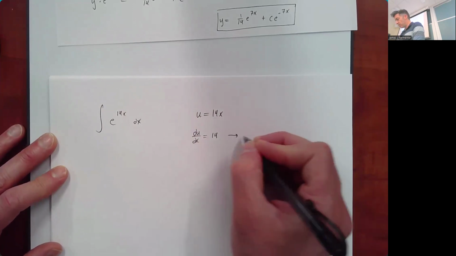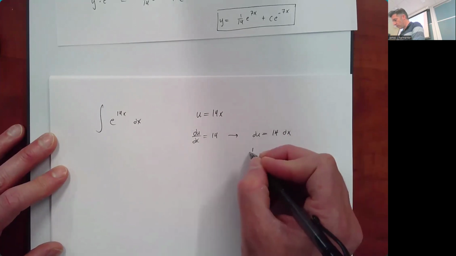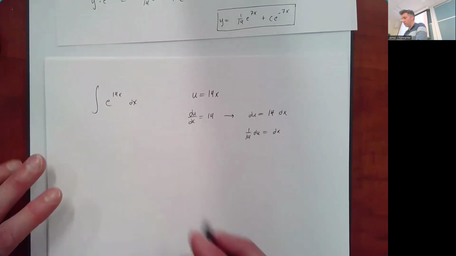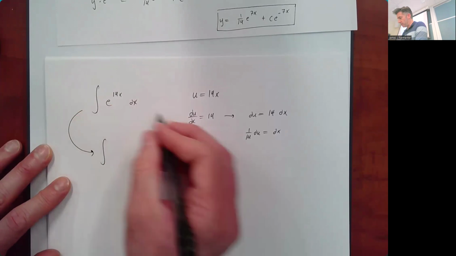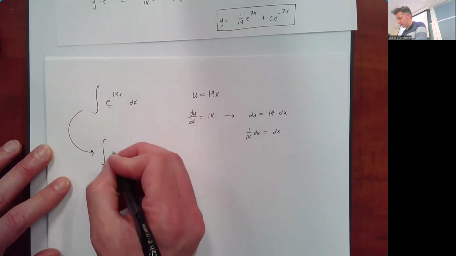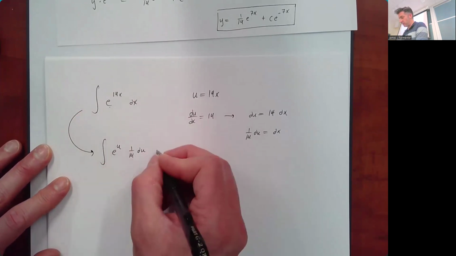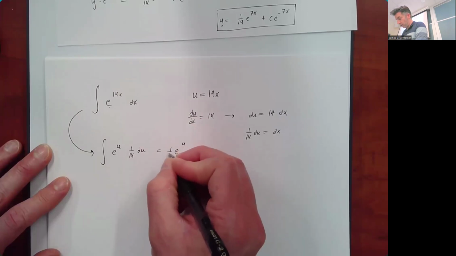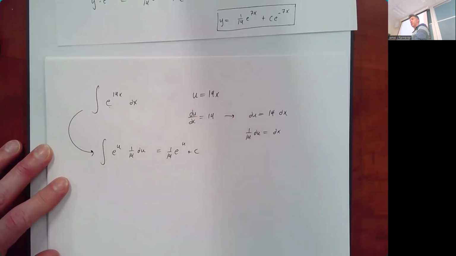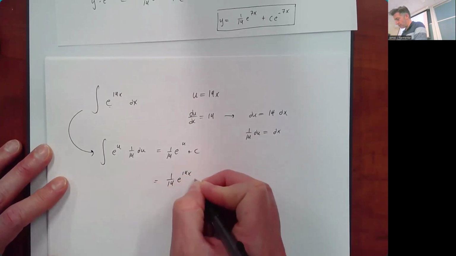Isolating dx, we get du equal to 14 times dx, or 1/14 du equal to dx. So then when I rewrite this integral, the dx becomes 1/14 times du. The e to the 14x becomes e to the u. And now when we anti-differentiate e to the u times 1/14, we just get e to the u times 1/14 plus c, I suppose. And then we plug back in that u is equal to 14x, and we end up getting 1/14 e to the 14x plus c.